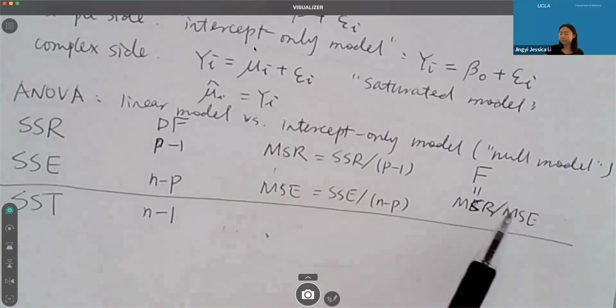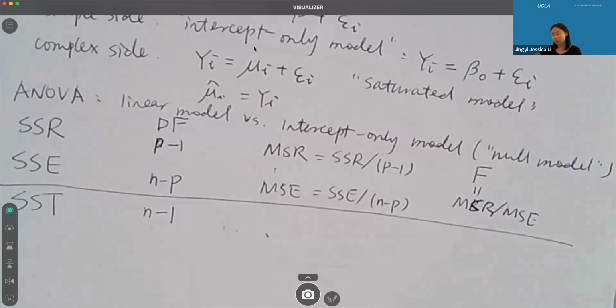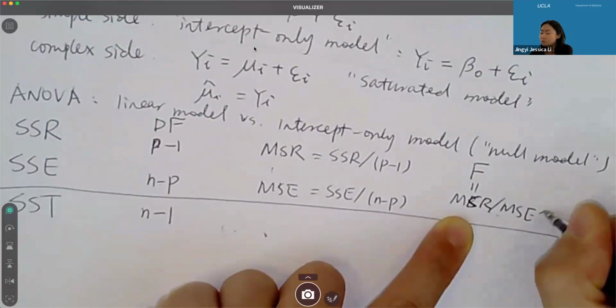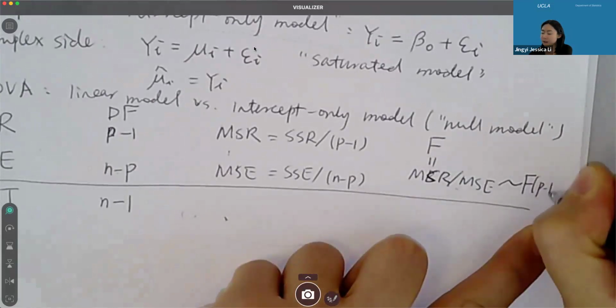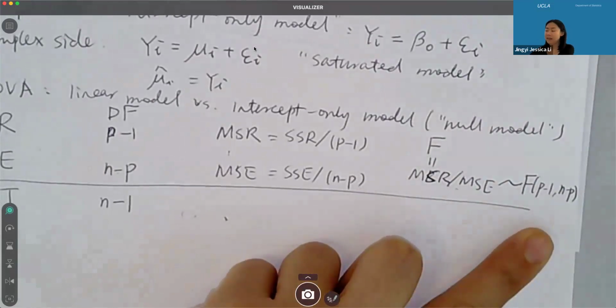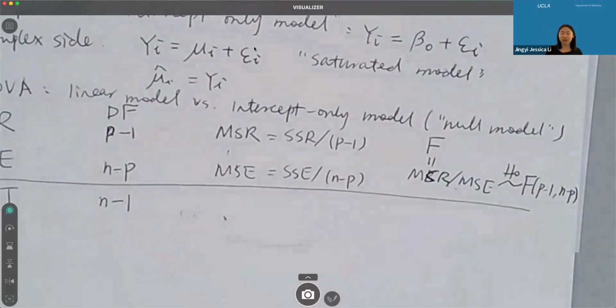So therefore, we have to talk about this F distribution as the ratio of two independent chi-square random variables, each divided by its degrees of freedom. So based on all these arguments, this ratio called the F statistic would follow an F distribution with numerator degrees of freedom p-1, denominator degrees of freedom m-p. And this is under the null hypothesis. And under the null hypothesis, what is that? It's basically the linear model is not doing better than the intercept-only model. So here the null is the intercept-only model.